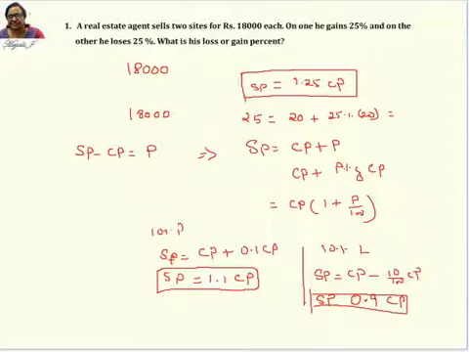Whenever there is a profit, you take that percentage, whatever the percentage is given, like 10% profit, meaning 0.1, and add that to 1 into CP. When there is a loss, it is going to be 1 minus that 0.1 into CP. So if I say 20% profit, then selling price is nothing but 1.2 CP. If 20% loss, then selling price is equal to 0.8 CP.